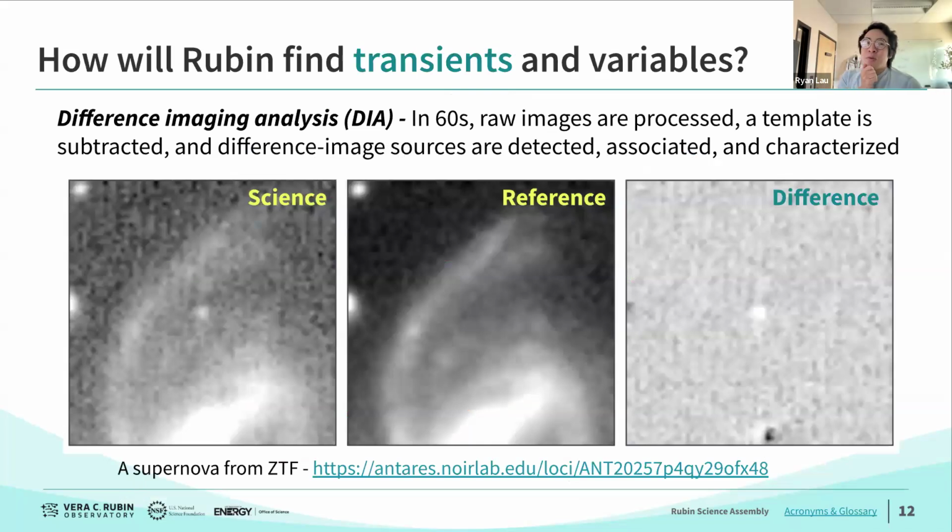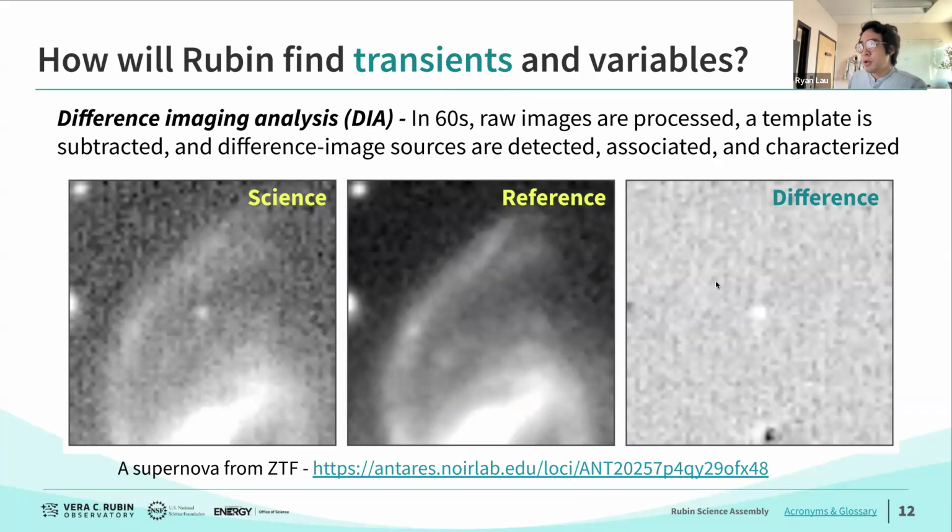All right, how exactly will Rubin find these transients and variables? This will be through difference imaging analysis. Rubin will take an image, and then in 60 seconds, these raw images will be processed. A difference image template, or a reference template, will be subtracted from that image. And then in that difference image, sources are detected, associated with other sources, and characterized.